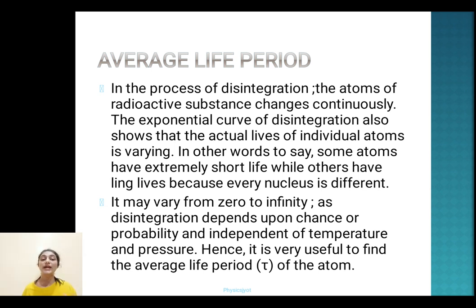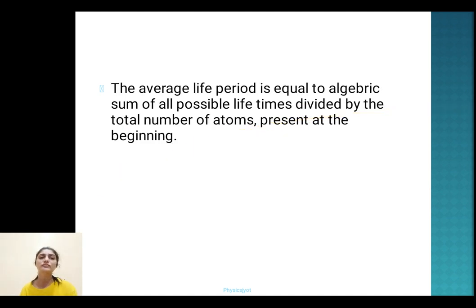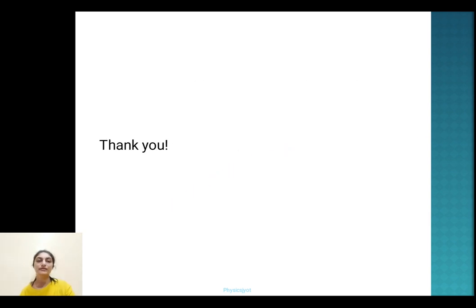Hence it is very useful to find the average life period of the atom. The average life period equals the algebraic sum of all possible lifetimes divided by the total number of atoms present at the beginning. Okay, so thank you.